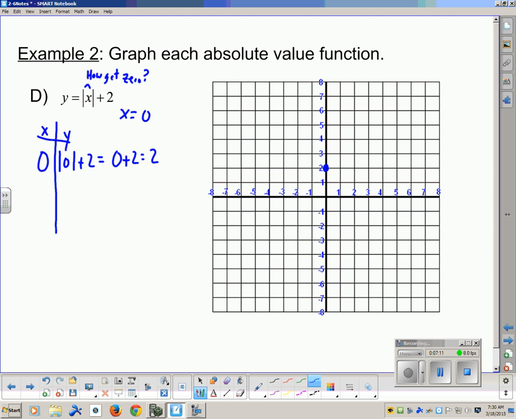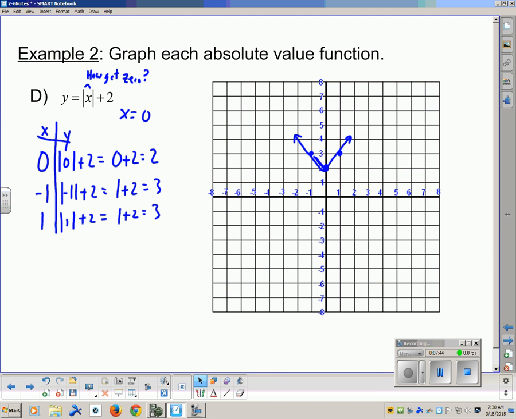All right. And then I'm going to pick an x value to the left of 0 and to the right of 0. So I'm going to pick negative 1 and 1. So absolute value of negative 1 is 1, plus 2 is 3. Absolute value of 1 is 1, plus 2 is 3. So negative 1, 3, and 1, 3. And connect my points.